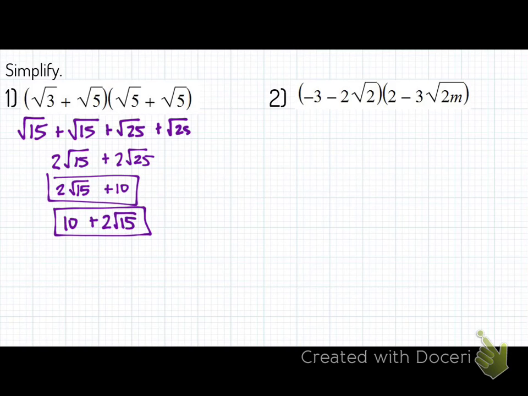Did you agree square root of 25 is 5? 5 times positive 2 is? Okay. Continuing on here. Now we got negative 3 minus 2 rad 2 times 2 minus 3 rad 2m.